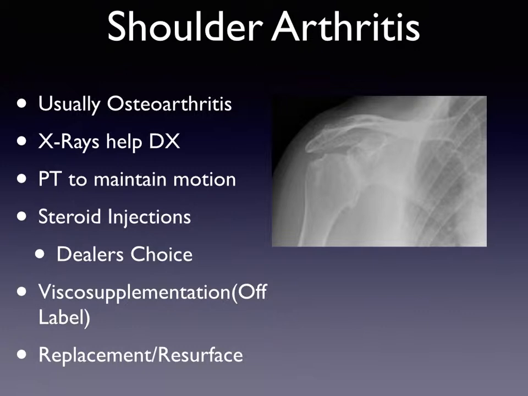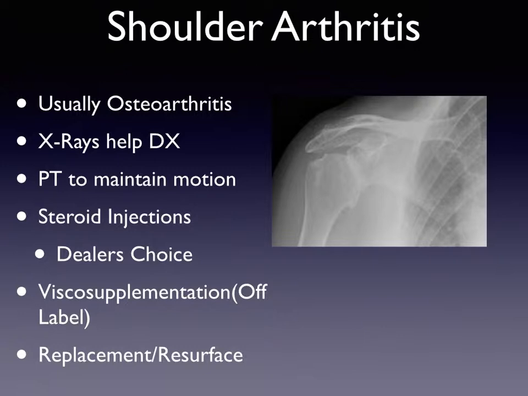Osteoarthritis is a form that we most commonly see as opposed to an inflammatory type of arthritis, and usually x-rays make the diagnosis. Physical therapy can be used to maintain motion, and we can certainly inject the shoulder with steroids, and it's really the choice of the surgeon as far as what is used. All have similar functions. Viscosupplementation, or what we call gel injections, or what some people refer to as rooster comb injections, is an off-label use and can sometimes be used.